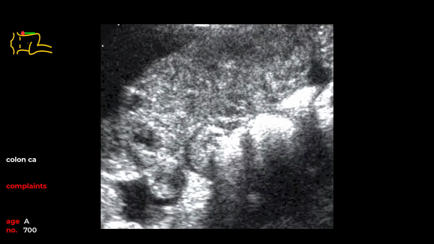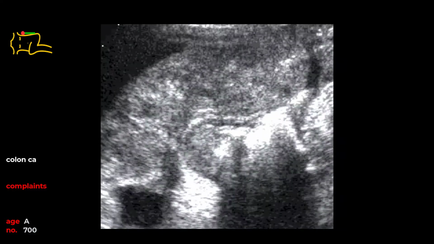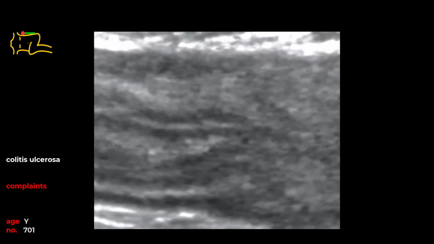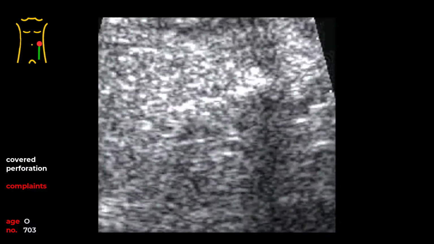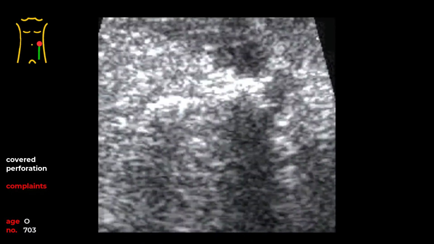699 is a simple self-limiting diarrhea only. And 700 shows another colon carcinoma of the left flexure. While 701 depicts the typical features of a colitis ulcerosa. Typical diverticula are shown in 702 as a covered perforation with a long gas street in 703.